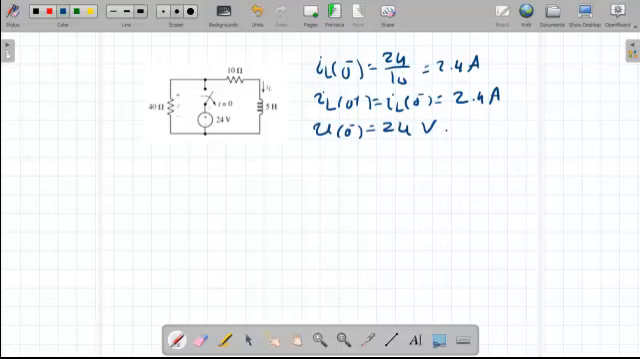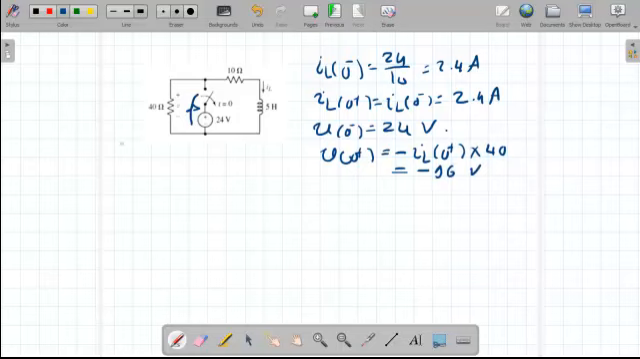Now what happened when we open the switch? When we open the switch, the inductor current will not change in zero time. So here the current will be circulating in this direction, but we can see that it's from negative to positive. So V(0 plus) will equal IL(0 plus), but with a minus sign, times 40. So minus IL(0 plus) times 40, so it becomes minus 96 volts.